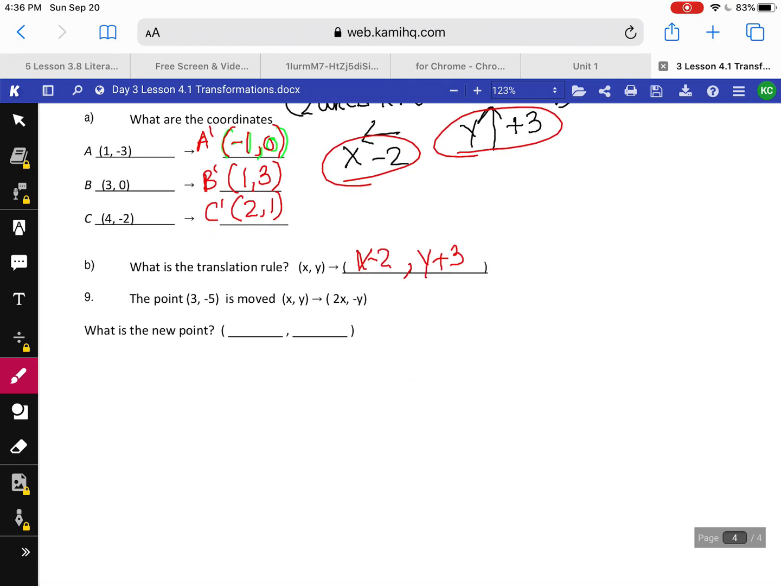Okay, the last one. We just have a simple point at 3, negative 5. And we're moving (x, y). The transformation rule is (2x, minus y). So we're just going to plug in 3 for x. So 2 times 3 is 6. And negative 5, well, the opposite of negative 5 is 5.